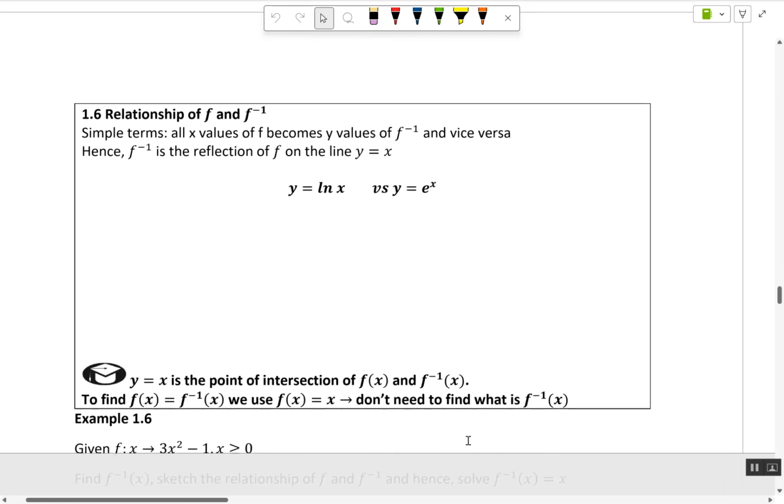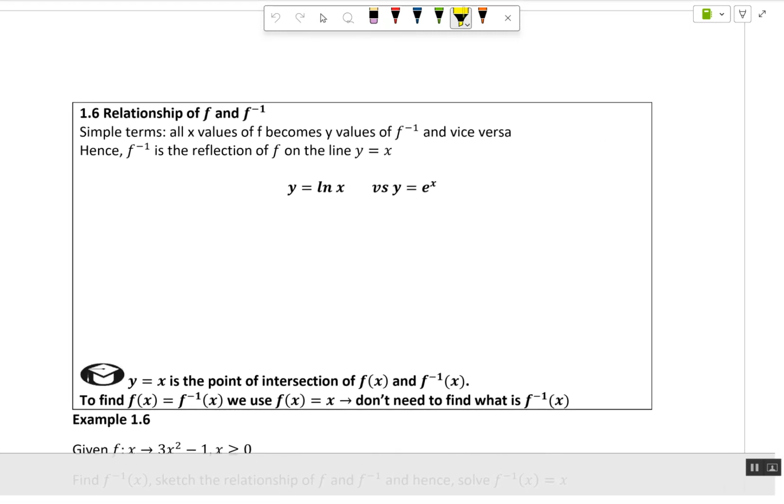Understand the relationship of f and f inverse. In simple terms, I've already put it down here. All the x values become the y values of f inverse and vice versa. Okay, what does it mean?